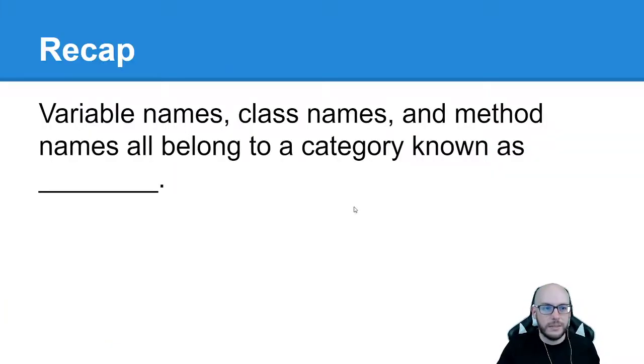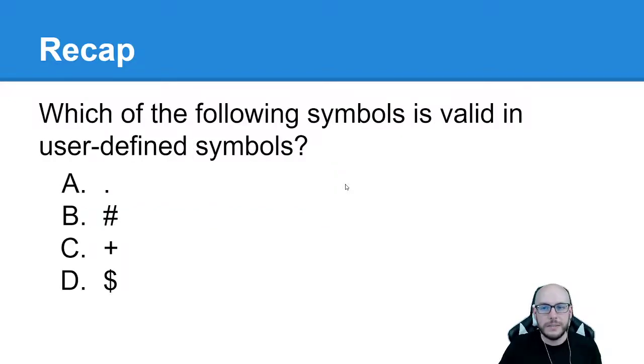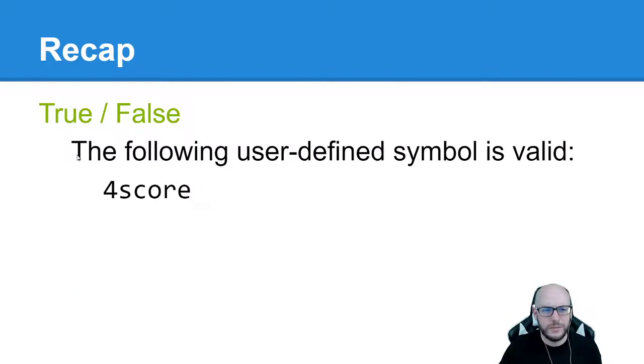Okay, let's recap this stuff. Variable names, class names, and method names all belong to a category known as user-defined symbols. Which of the following symbols is valid in user-defined symbols? In our case, in Java, this $ is valid. Plus sign, that guy's reserved, right? That is our addition operator. And then our period is actually how we'll call methods. We've seen it. It's sneaky, but we've seen it. This guy, I don't think is used in Java. The following user-defined symbol is valid. True or false? This is false.